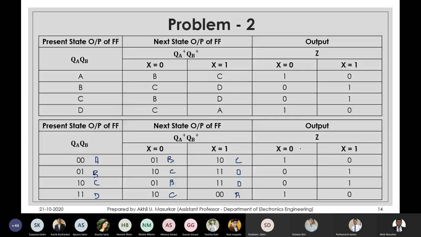So please draw these state tables. This we have to draw only once. The state table we will draw only once, and then the implementations using D, JK, and T we have to draw 2-3 times. Once you are done with this, please write done in the chat box.